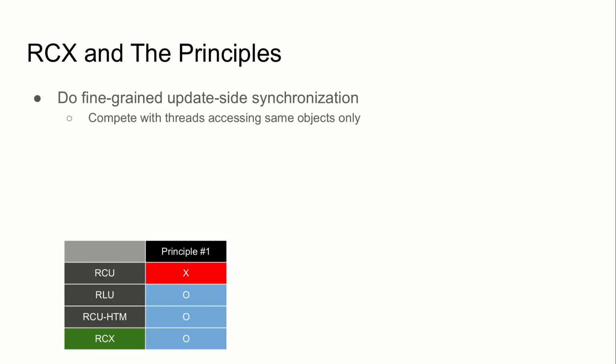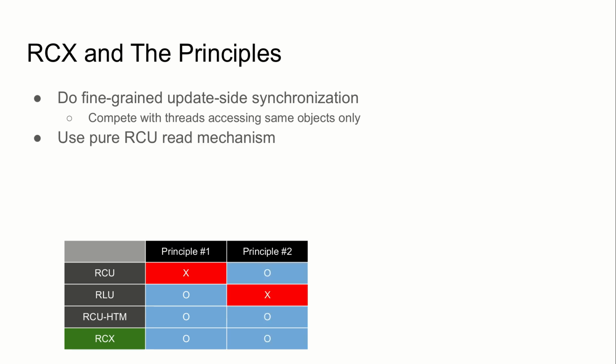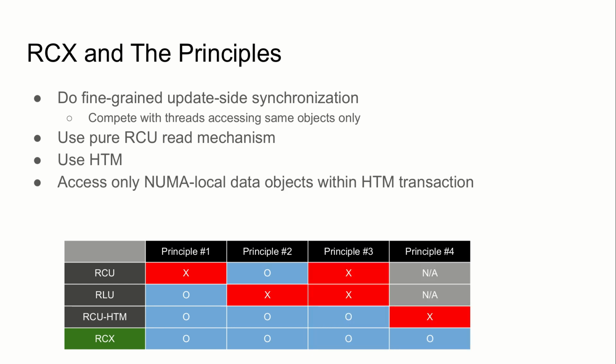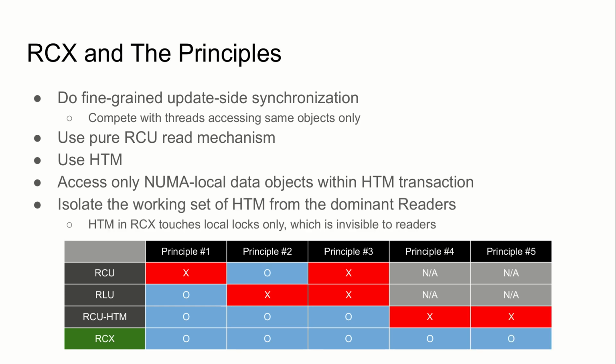Does RCX fulfill the principles? Let's see. RCX competes with threads accessing the same objects only, therefore it is fine-grained. It uses a pure RCU read mechanism and HTM. And RCX accesses only NUMA-local data objects within an HTM transaction and isolates the working set of HTM from the dominant readers, as the HTM in RCX touches only local logs, which are invisible to readers.